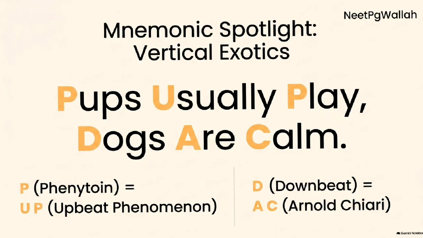If you're worried about mixing up that brain matrix, don't be. Just think of this fun phrase: pups usually play, dogs are calm. PUPS stands for phenytoin, causing an upbeat phenomenon. DOGS stands for downbeat, linking to Arnold-Chiari. Pups and dogs will save you on test day, I promise.